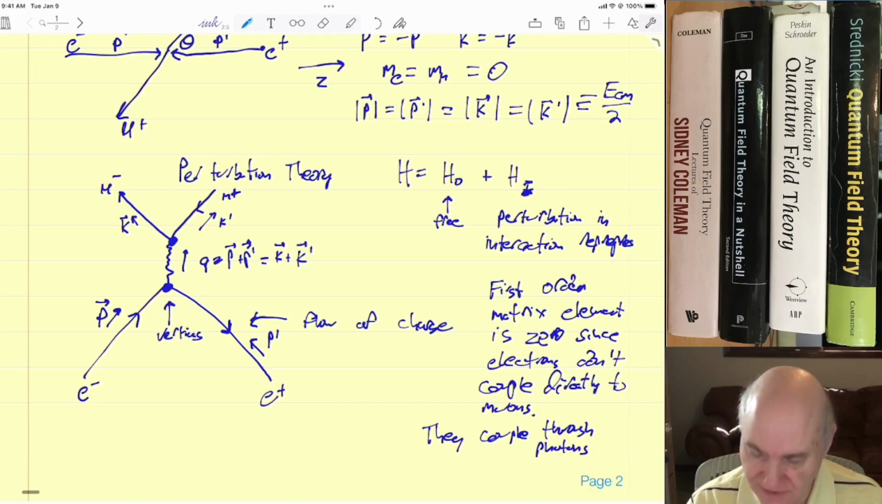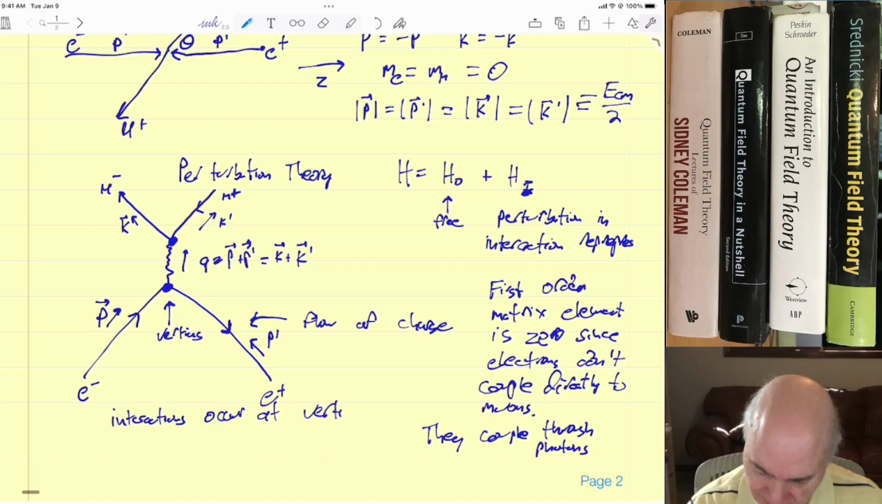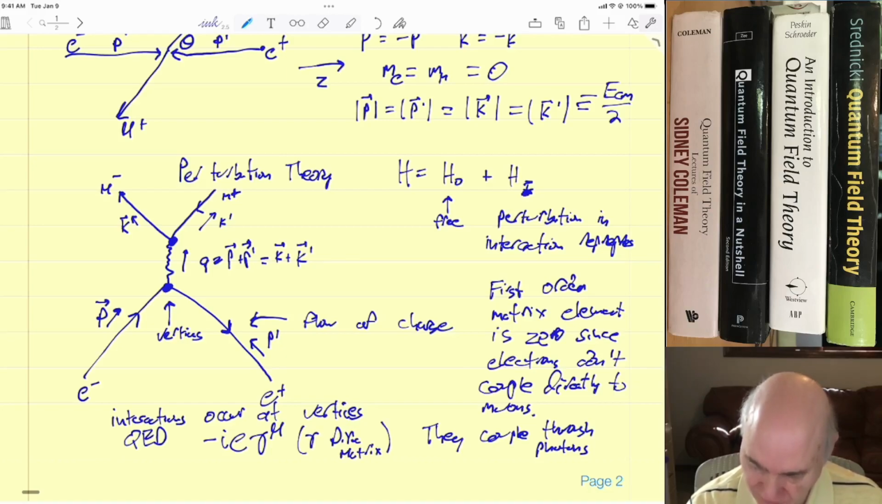And what you really want to do is you put these together. There are interactions. We're not going to discuss that much now. Interactions occur at vertices. So for QED, the interaction is minus i e gamma mu, where gamma mu is a Dirac matrix. Again, don't worry about this because we're not going to use that in this calculation.